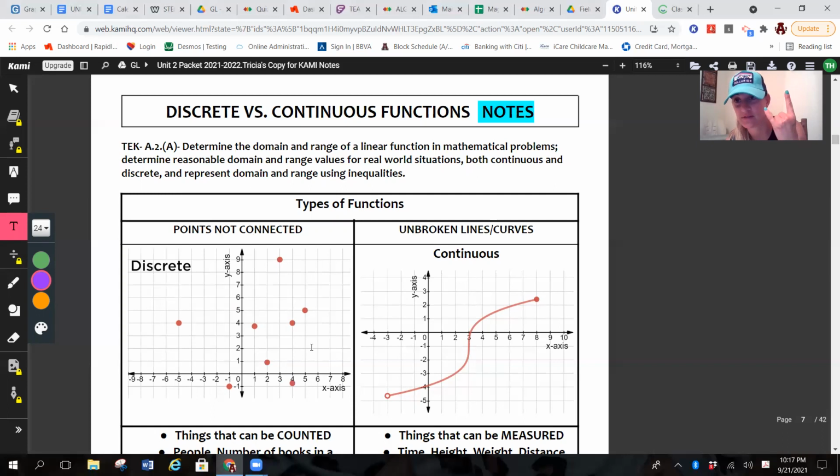So both cases, you're learning domain and range. And the next comment says, both continuous and discrete, and represent domain and range using an inequality. So the good thing is, we just got done with inequalities, so they're fresh on our mind. We're going to be using inequalities when we write the domain and range of discrete and continuous graphs and verbal descriptions. So let's take a look at the types of functions.